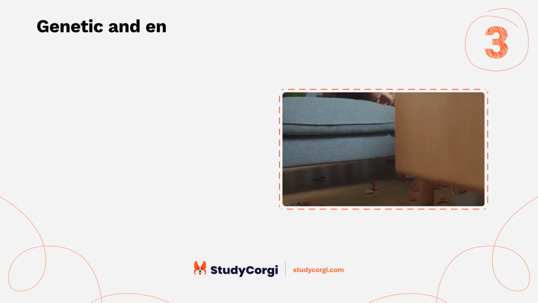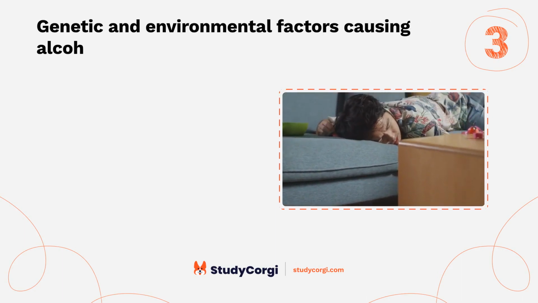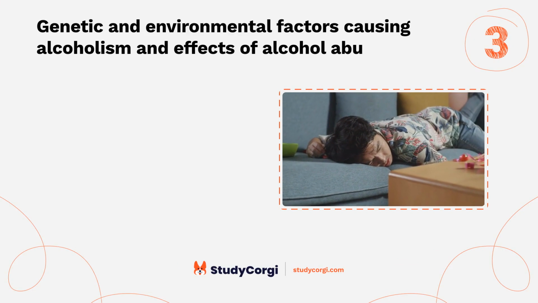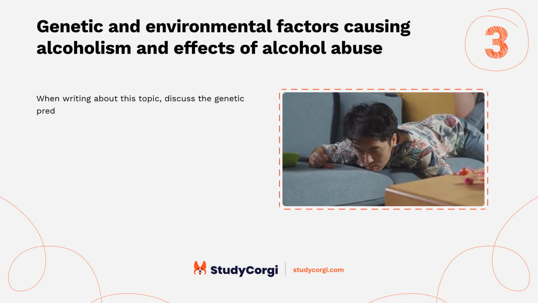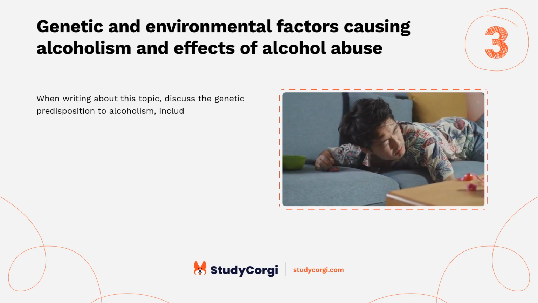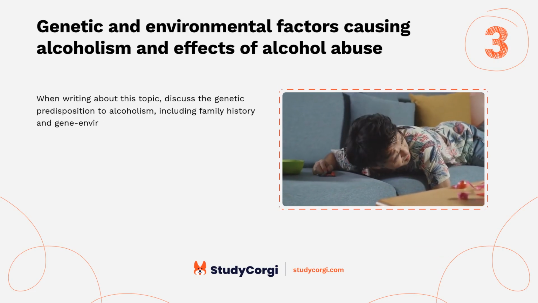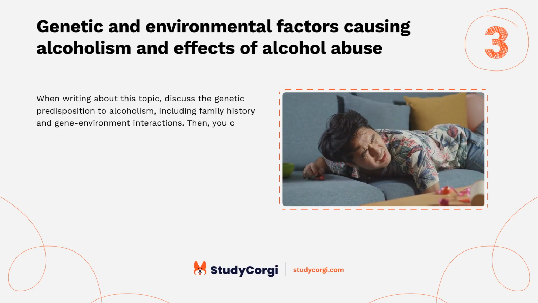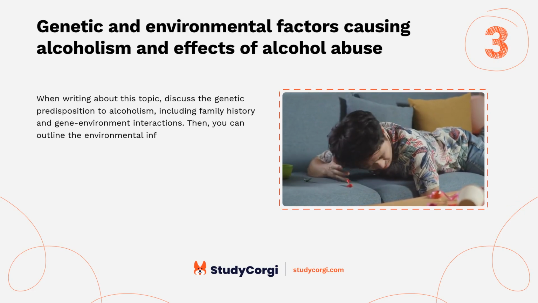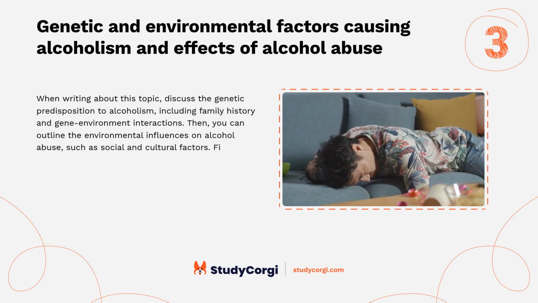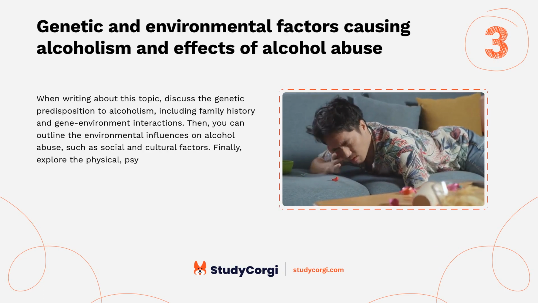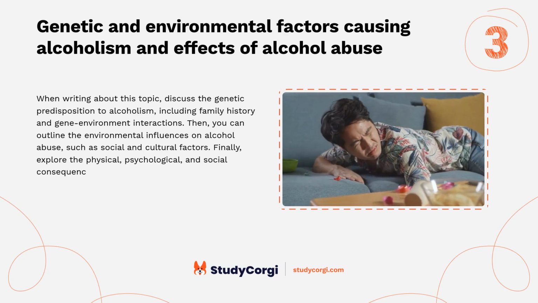Genetic and environmental factors causing alcoholism and effects of alcohol abuse. When writing about this topic, discuss the genetic predisposition to alcoholism, including family history and gene-environment interactions. Then, you can outline the environmental influences on alcohol abuse, such as social and cultural factors. Finally, explore the physical, psychological, and social consequences of alcohol abuse.